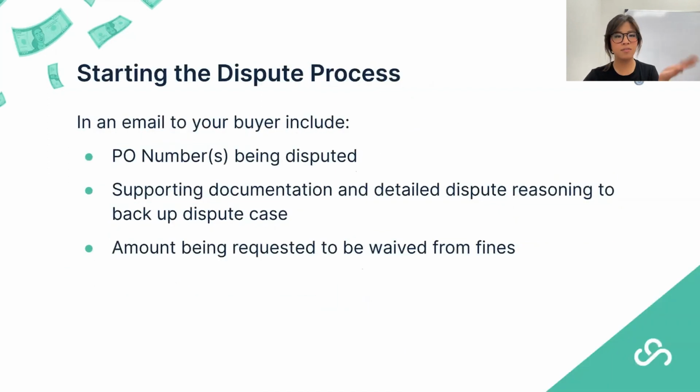So again, you'll want to have the PO numbers that you want to dispute, any supporting documentation, any sort of dispute reasoning, and then also the amount that is being requested to be waived from the fines. So just so you guys know too, for this particular process, I do believe that there is actually a dollar threshold. So if it's under a certain amount, the buyer can choose to waive that at their discretion. If it is above a certain threshold, then they actually have to involve their bosses. So I think it only goes up to the DMM level.